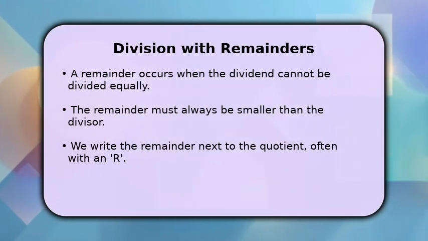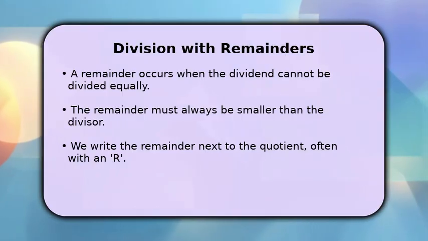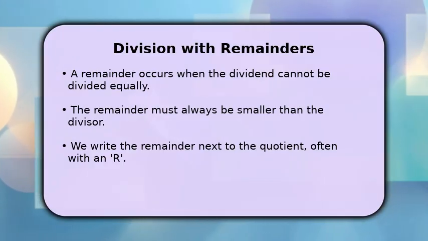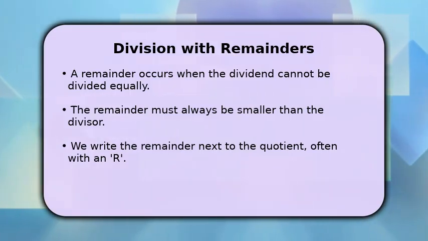Sometimes, when you divide, the numbers don't split perfectly evenly. This is when we have a remainder. A remainder is the amount left over after you've made all the equal groups possible. It's important to remember that the remainder must always be smaller than your divisor. We usually write the remainder next to the quotient, often using the letter R to denote it, like 3R1.